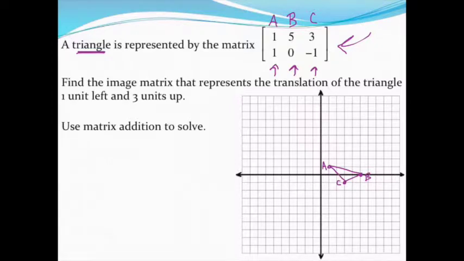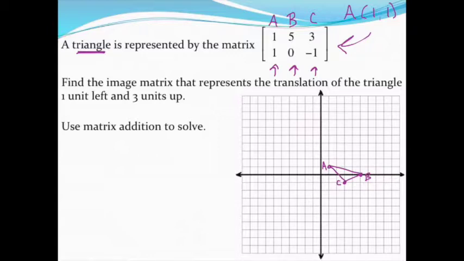I've labeled it A, B, and C just to help me graph this, and I've gone ahead and graphed it at the bottom. If you need to graph this yourself, go ahead and pause the video and just make sure that your graph looks like mine. Remember, this matrix is saying that point A is at 1, 1. That's the notation that we're using.